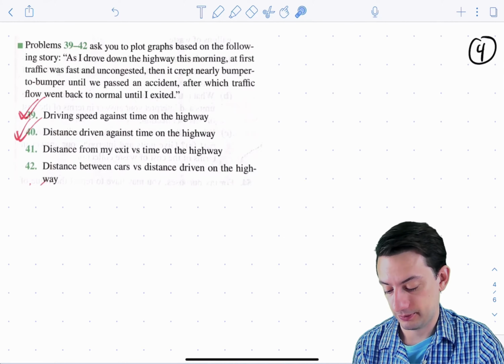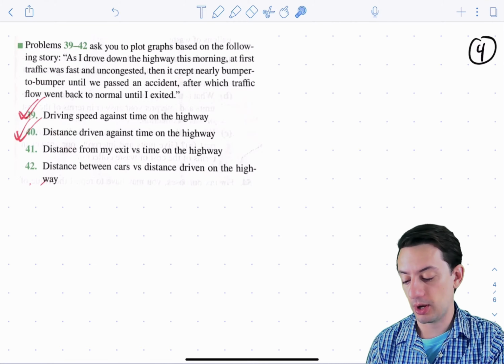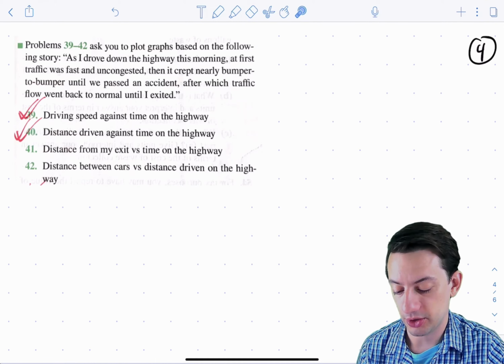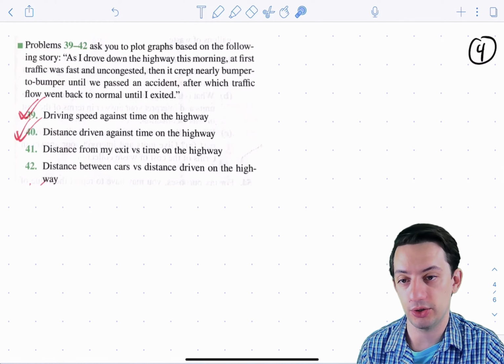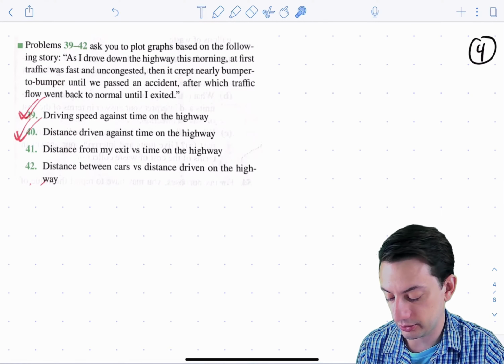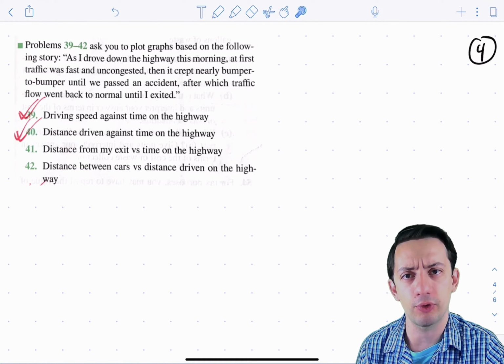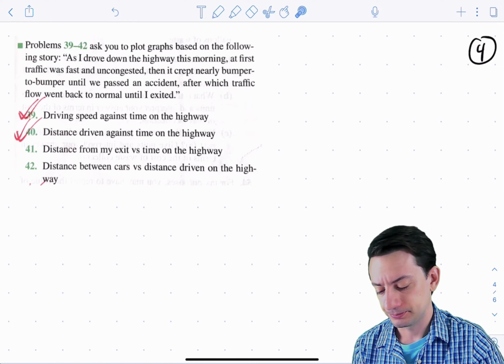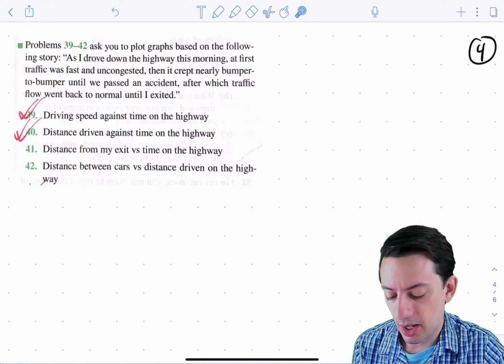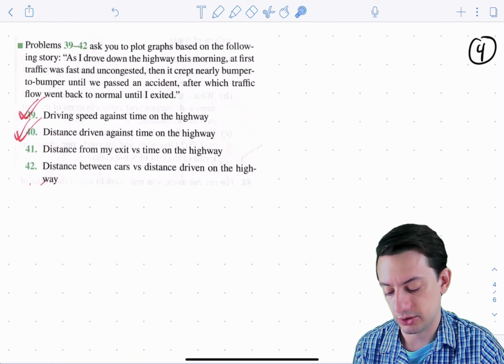Number 4. These are problems 39 through 42 in the book, and we're not going to do all of these. I think I'll do 39 and maybe 41. We'll see how 39 goes. It says, plot graphs based on the following story.